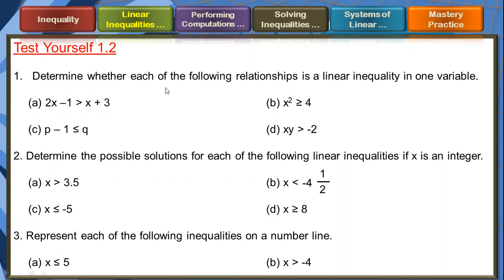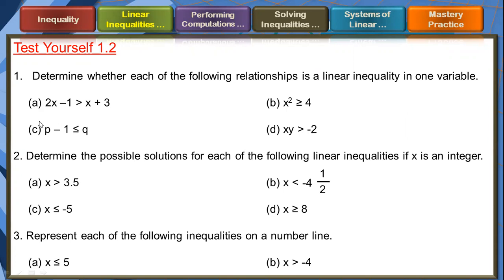Number one, determine whether each of the following relationships is a linear inequality in one variable. So A, we have 2x minus 1 is greater than x plus 3. B, x squared is greater than or equal to 4. C, p minus 1 is less than or equal to q. And D, x1 is greater than negative 2.